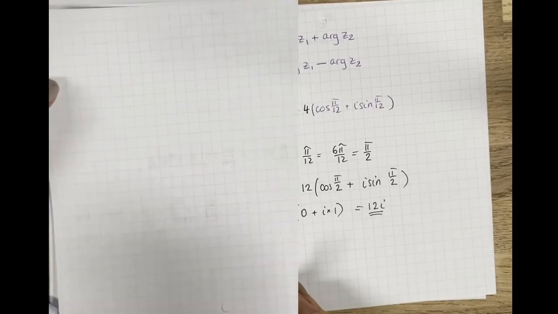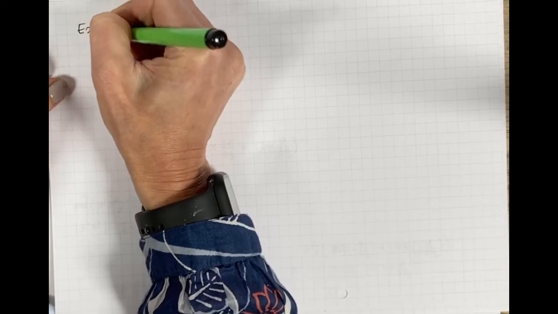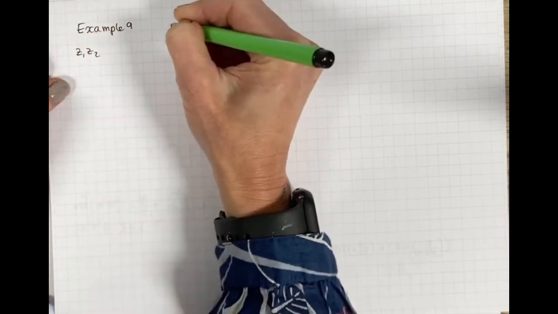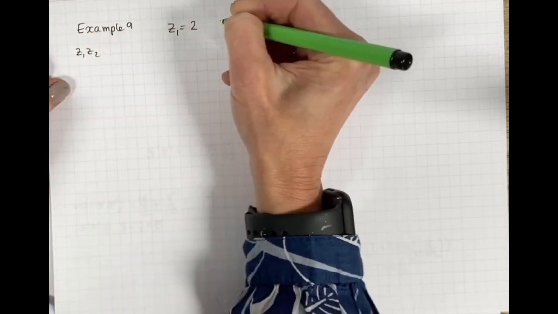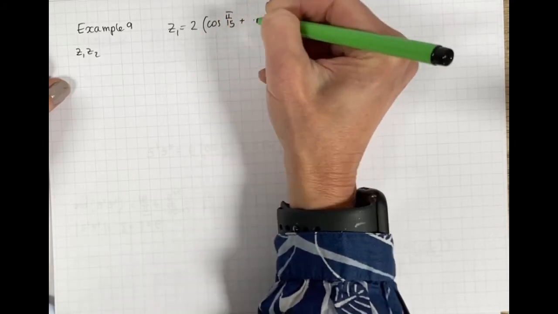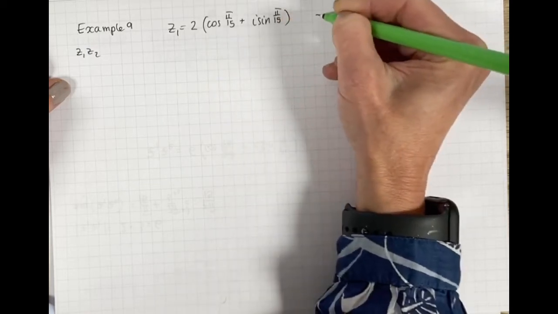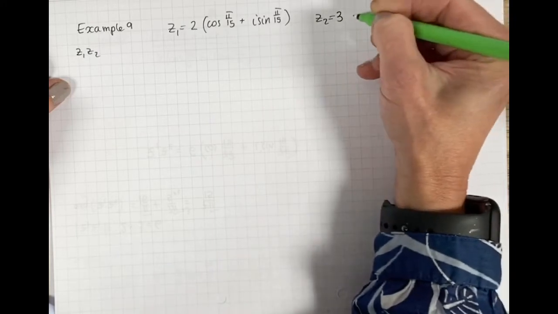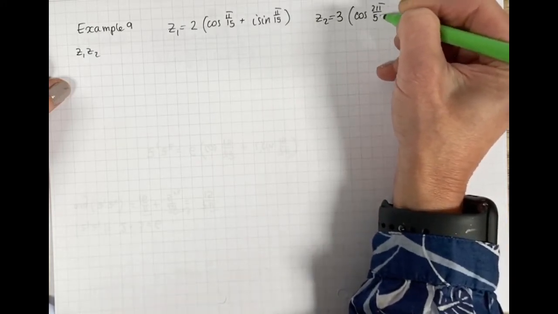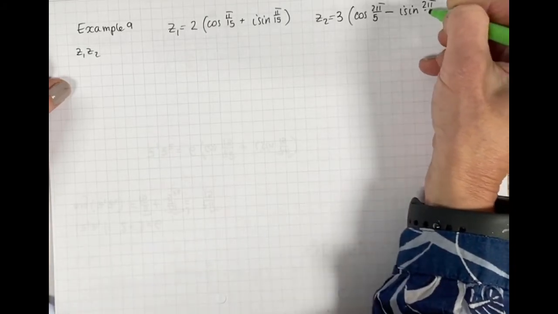Splendid. Okay, example 9. We've got to find what z1 times z2 is when z1 is 2 cos pi over 15 add i sine pi over 15, and z2 is 3, which is its modulus, and then cos 2 pi over 5 minus i sine 2 pi over 5.